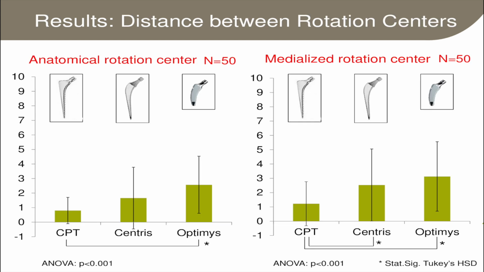These are the results. We took 50 femurs for that study. So we took, on the left-hand side, the anatomical rotation center, on the right-hand side, the medialized rotation center. And we see that the CPT with the 3 offset versions was slightly better than the other ones, the Centris and the Optimis, and it was statistically significant for the Optimis. And in the medialized rotation center, it was more difficult to achieve a good result with the 3 stems compared to the other one. So the medialized rotation center is more difficult to reach with all 3 stem types.